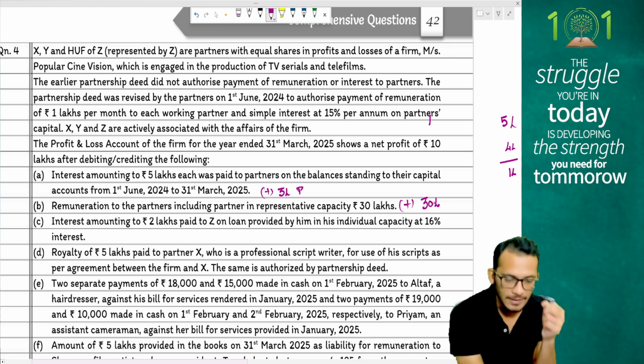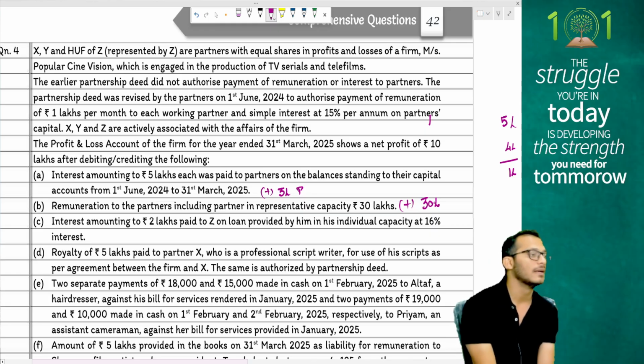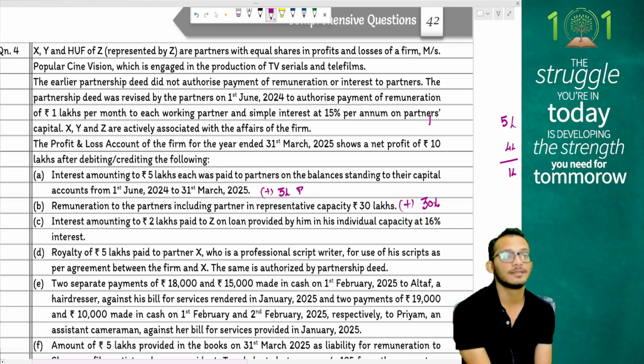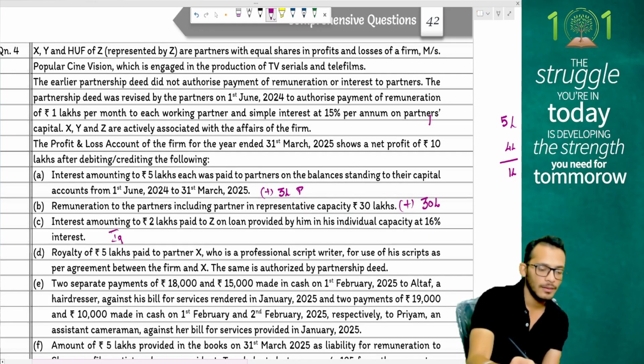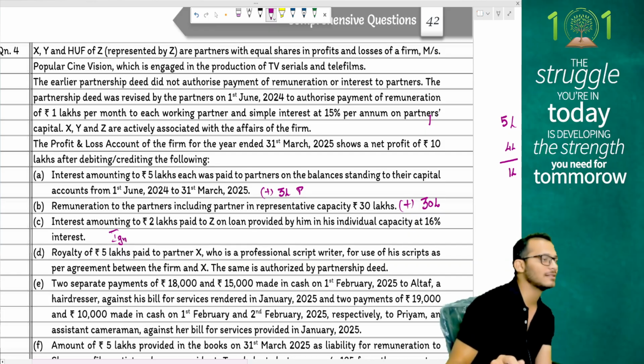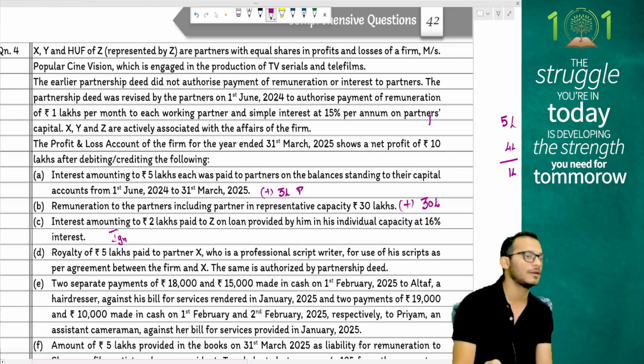Next, interest amounting to 2 lakh rupees is paid to Z on the loan provided to him in individual capacity at 16% interest. This is ignored because only salary has an issue. Interest to representative capacities does not trigger 12% rules.